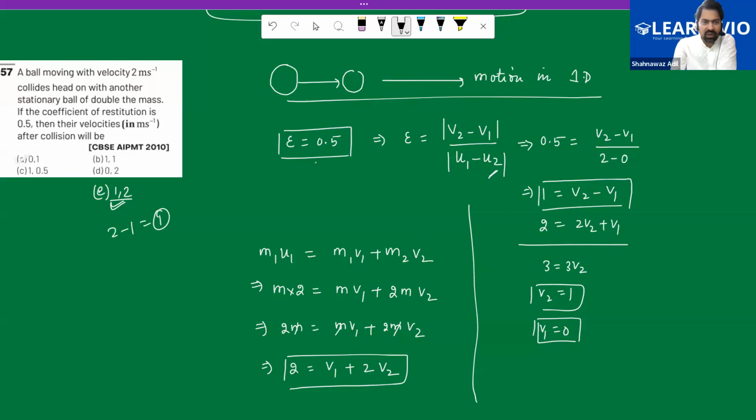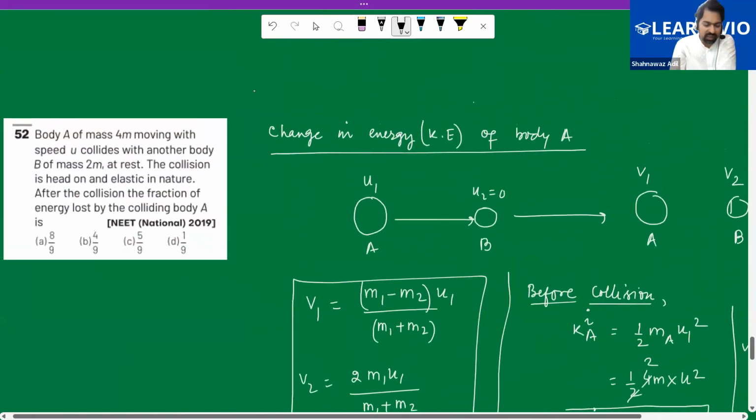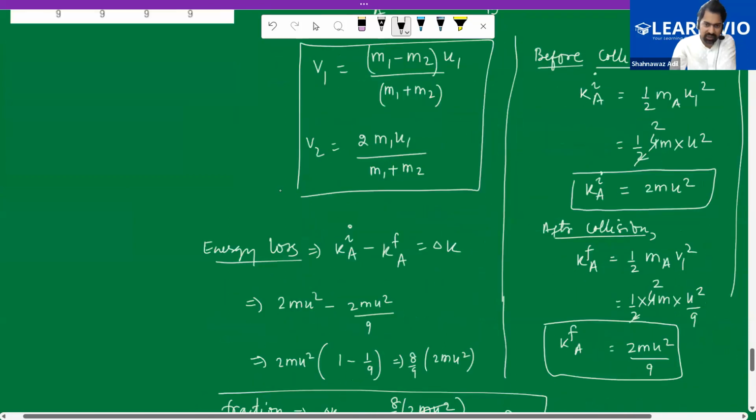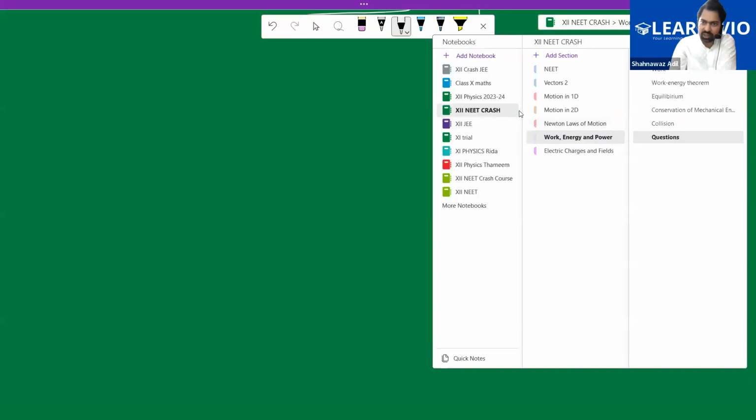So this is all about work, energy and power. We have talked about how we calculate the work done, what is potential energy, what is kinetic energy, what is power, how kinetic energy is related with momentum, what is conservation of momentum, what is conservation of energy, and what is the work energy theorem. All these things we have done, and the last part was this calculation. So this is done.